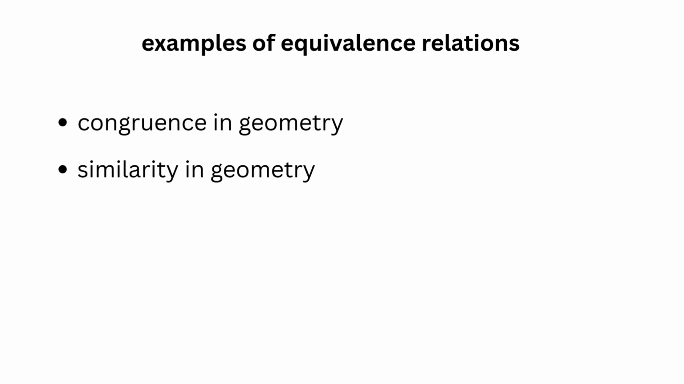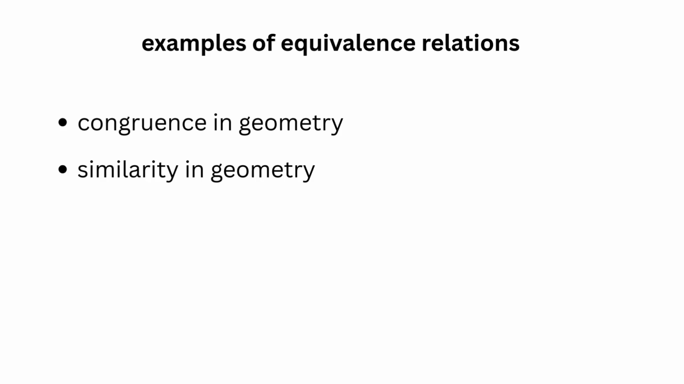You know various equivalence relations and classes quite well, even if you never call them as such. 1. Congruence in geometry is an equivalence relation. Each equivalence class includes all congruent shapes. 2. Similarity in geometry is an equivalence relation. Each equivalence class consists of the similar shapes.